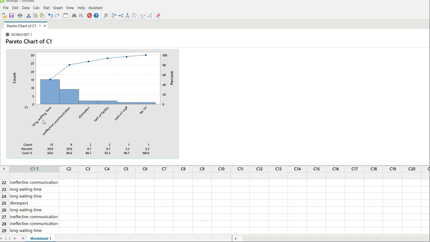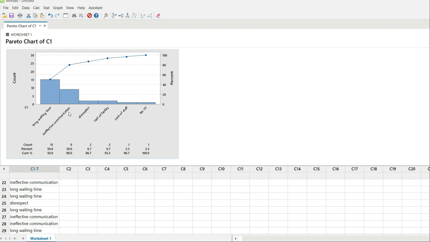What is the first problem? Waiting time and ineffective communication. So if you want to improve quality regarding patient satisfaction, try to do something for waiting time and communication. Really, if you want to improve quality in your hospital, please try to do something for waiting time and ineffective communication, because this is a significant factor.